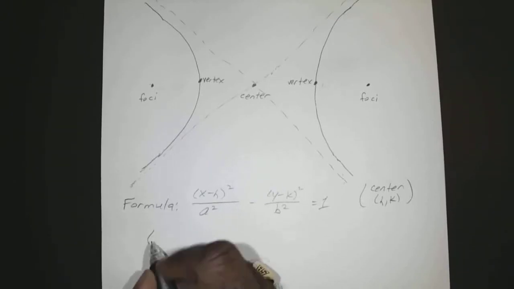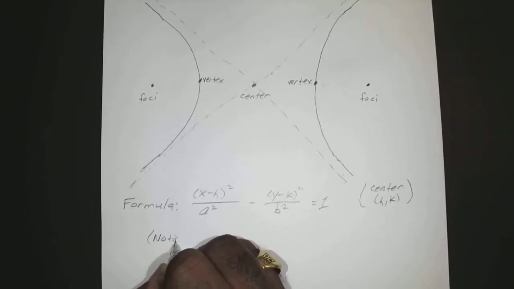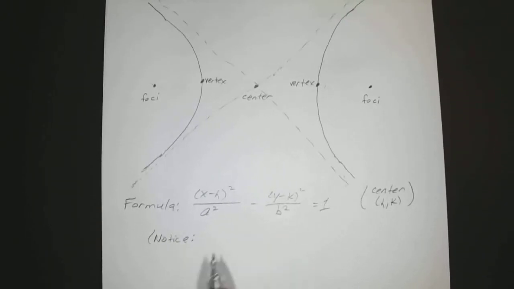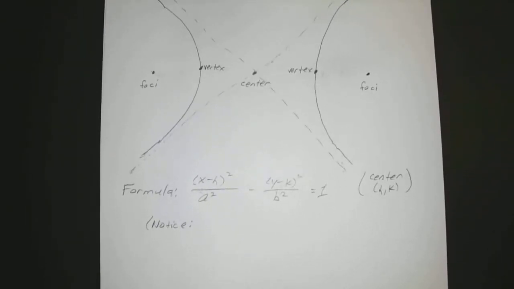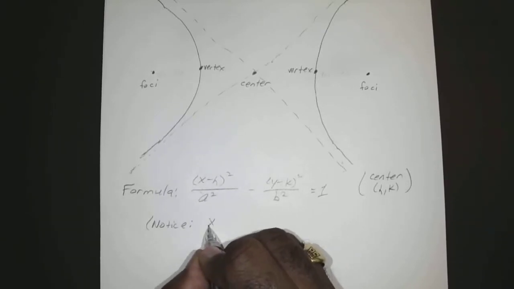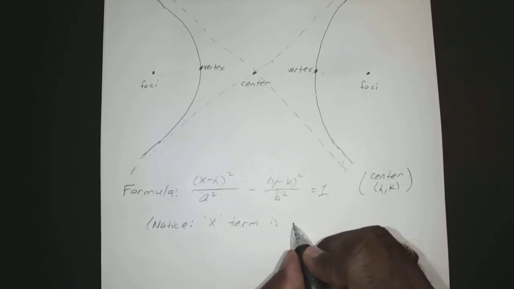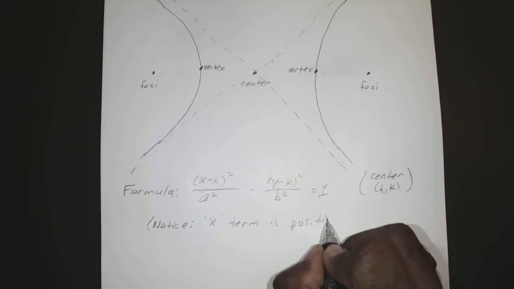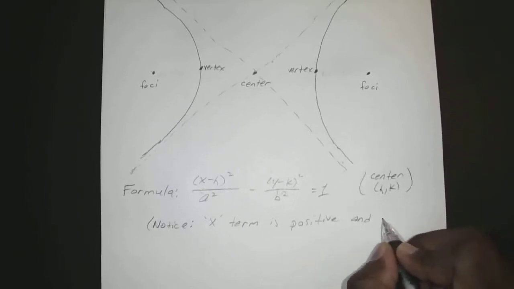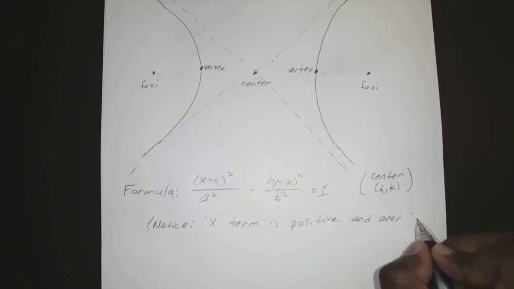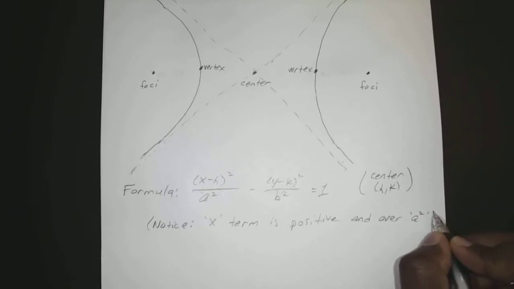Okay. Now for this, you want to notice that the x term is positive and it's over the a squared. And the reason you want to notice that is because it changes for vertical and horizontal. And over a squared.